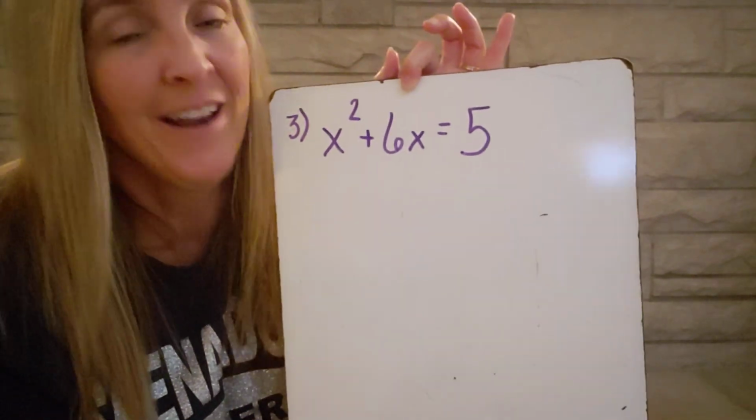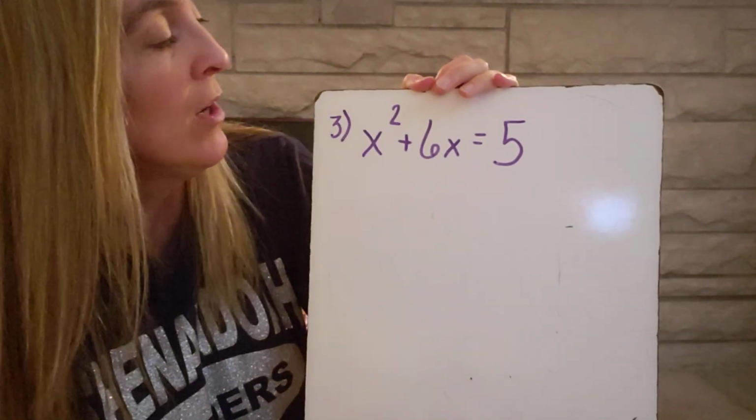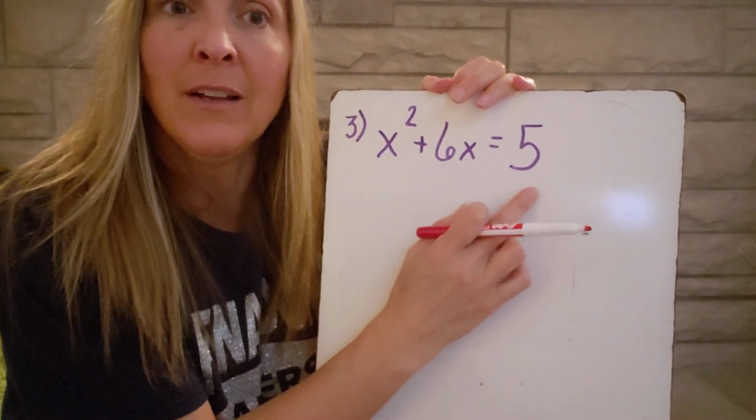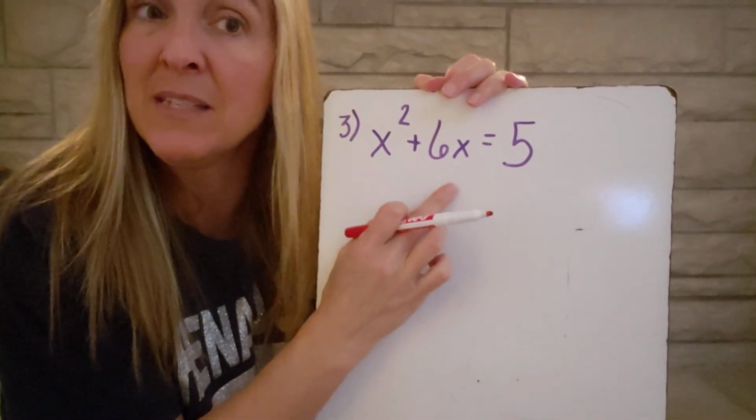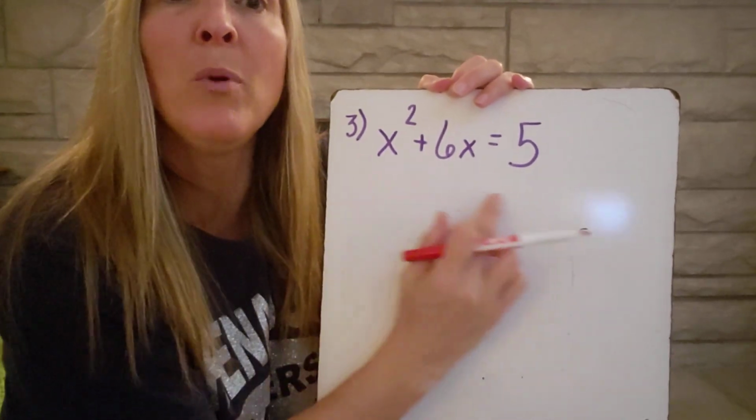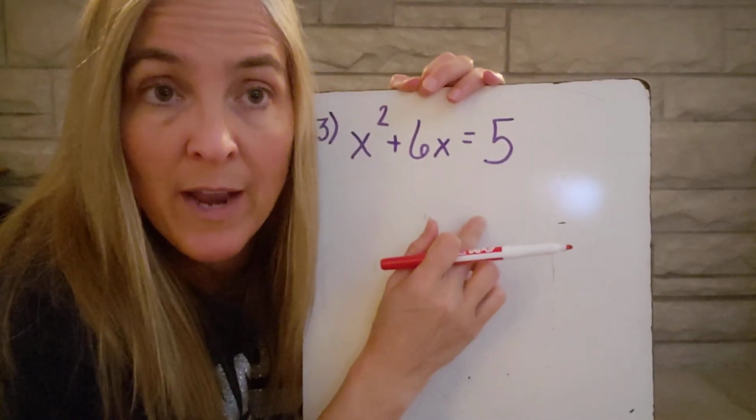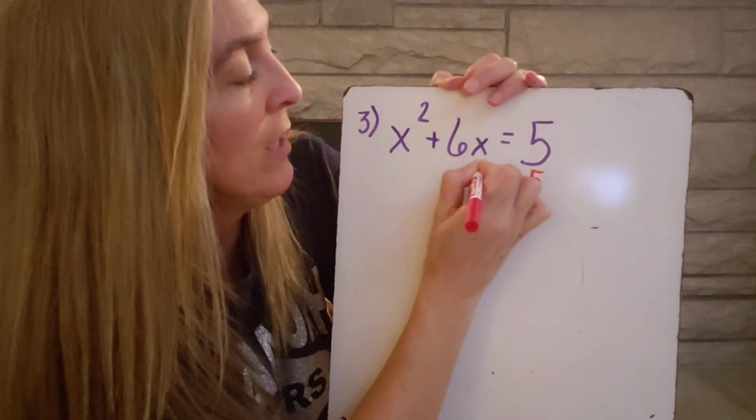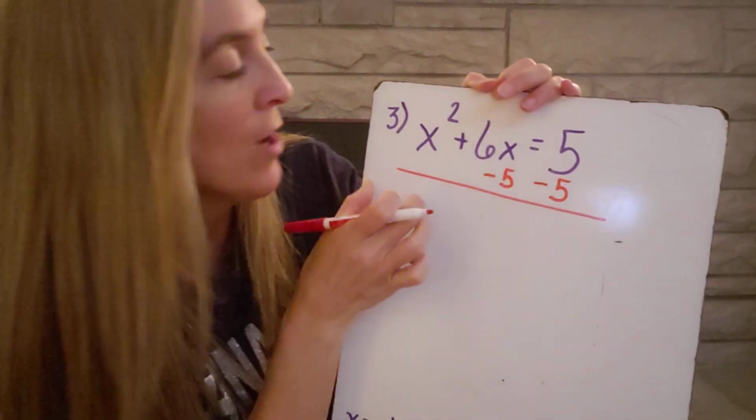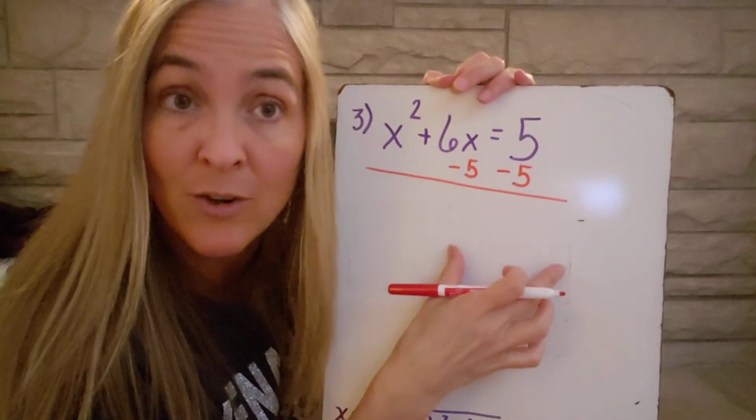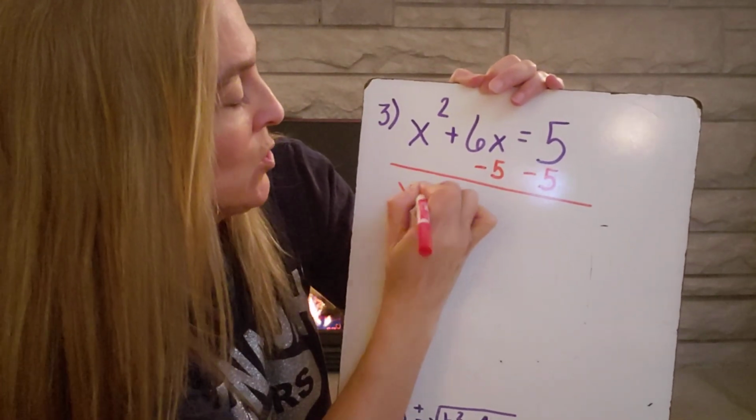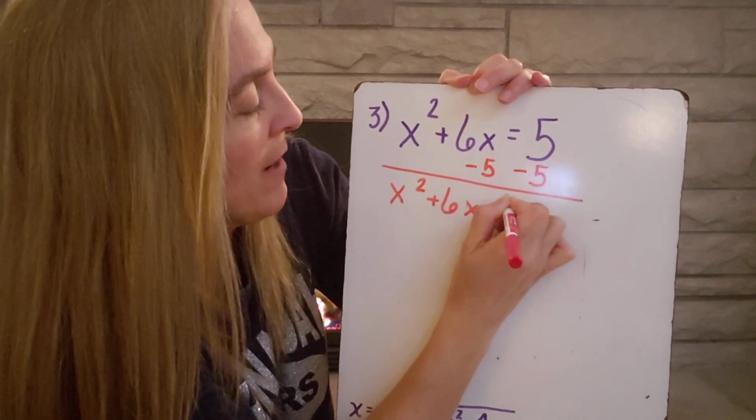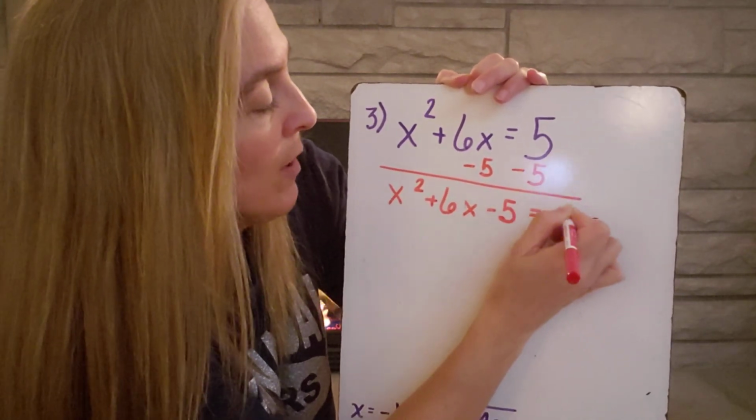This one does not factor because, when you first look at it, you think, well, 5 times 1 gives me 5, and 5 plus 1 gives me 6. The problem is, remember, when you're factoring or using the quadratic formula, you need to subtract the 5 so that it joins your x squared and your x term. You've got to have it in standard form. So x squared plus 6x minus 5 is equal to 0.